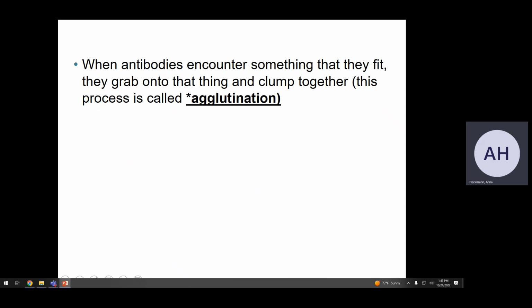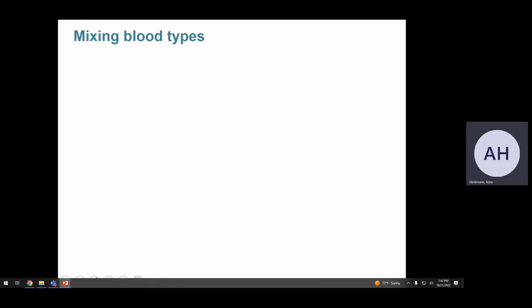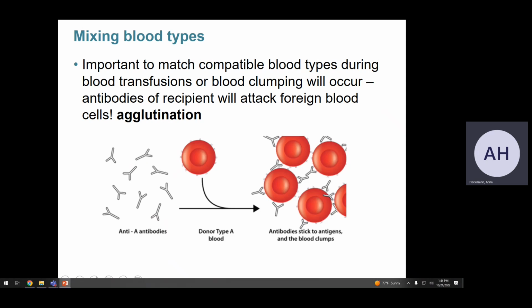When antibodies encounter something they fit, they grab onto that thing and clump together. This is called agglutination. Here we have an image of agglutination, and this makes it easier for the white blood cell to swallow up the intruding germ or whatever has alerted the antibodies. If compatible blood types are not matched during a blood transfusion, the antibodies in the recipient will attack the donor blood cells, thinking they're a foreign agent that shouldn't be in the body, and that is agglutination.